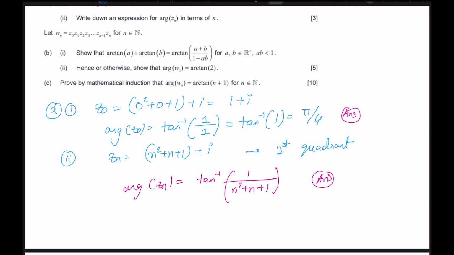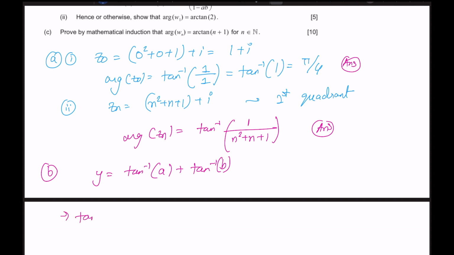We'll start with B now. For B1, we have to show that arc tan A plus arc tan B is arc tan of (A plus B) by (1 minus AB). So let Y be equal to arc tan A plus arc tan B, which is also the same as tan inverse A plus tan inverse B. Now we can take tan on both sides.